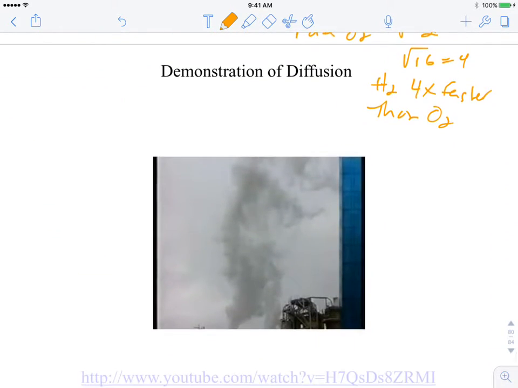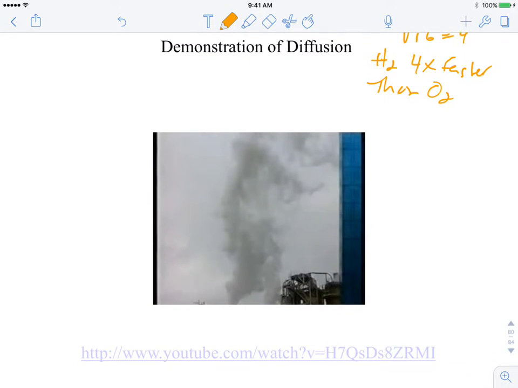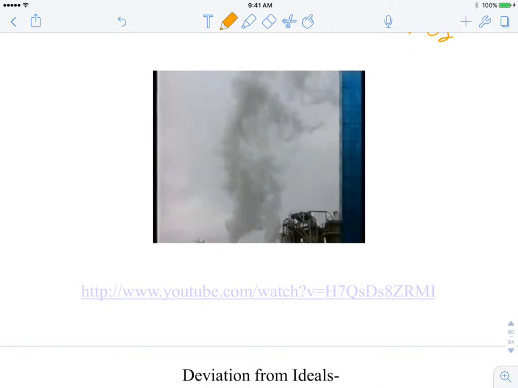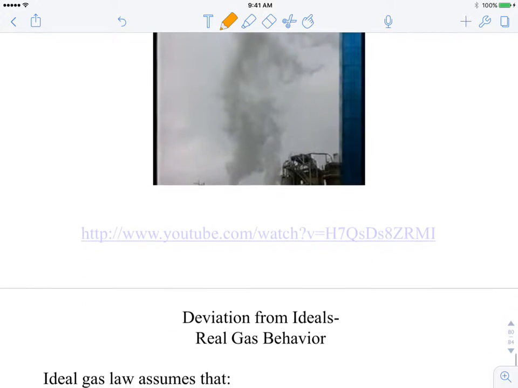Tomorrow I'll show you a nice demonstration of diffusion, a video of it. They do some cool mixing of the gases. Despite the silly voices and stuff, you can go to this link and watch it now if you want. It's a YouTube video, or you can wait till tomorrow. I know you got a lot to do, so you'll probably wait for me tomorrow.